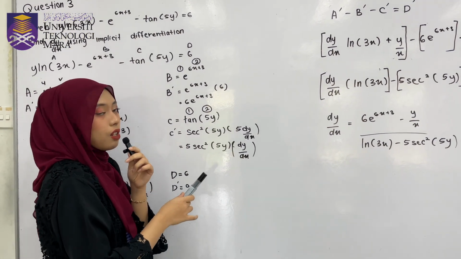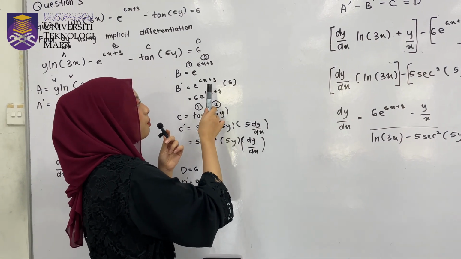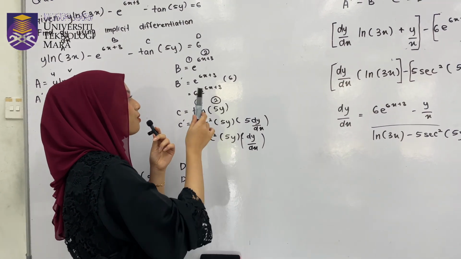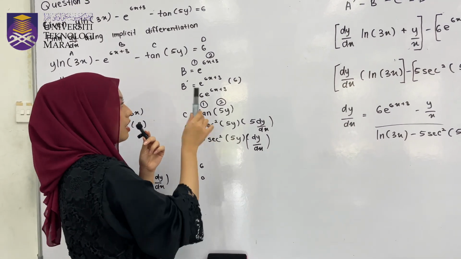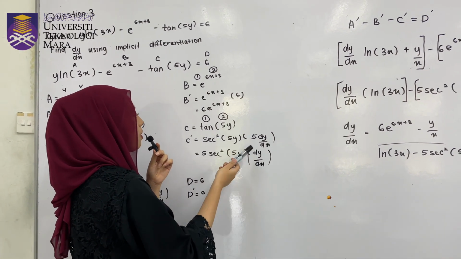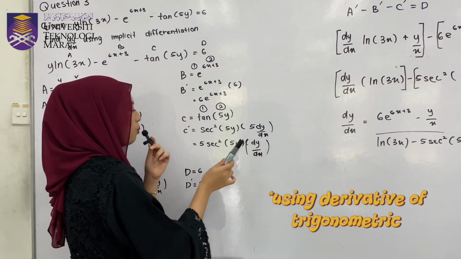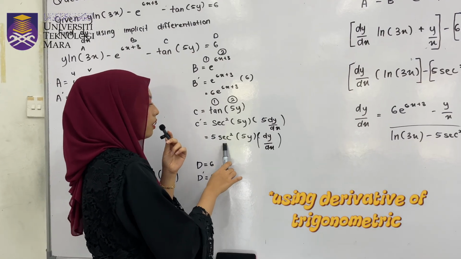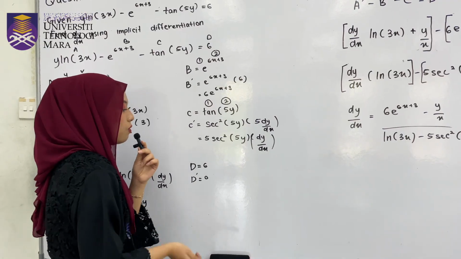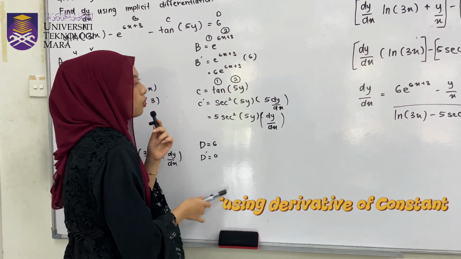For part B, we are going to use the derivative of exponential, and it will be b prime equal to e power of 6x plus 3 multiplied with 6, so 6e power of 6x plus 3, and that is it for part B. Then we move on to part C, which is tangent 5y. We derive it, and it will be 5 sec squared 5y multiplied with dy/dx, and that is it for part C. Then for part D, which is 6, we derive it and d prime equals 0.